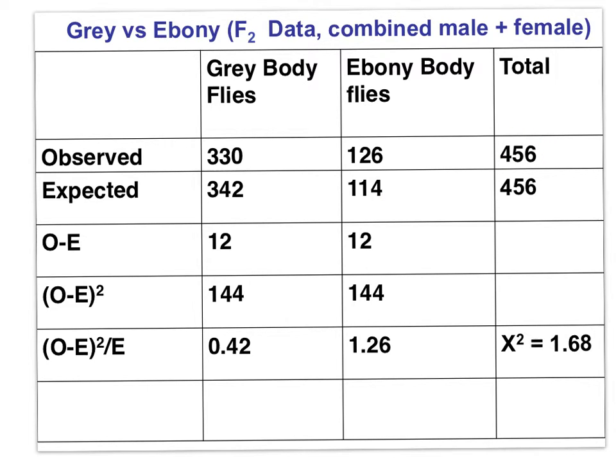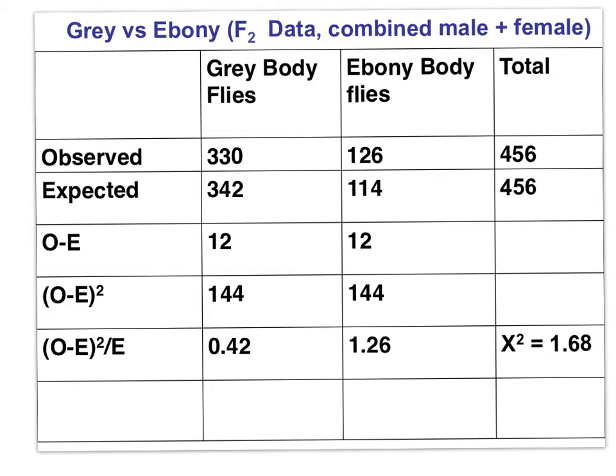And I take the calculations in parts: observed minus expected for gray, observed minus expected for ebony, observed minus expected squared for gray, observed minus expected squared for ebony, observed minus expected squared divided by expected for gray and for ebony, and then summed to get the chi-square value of 1.68.